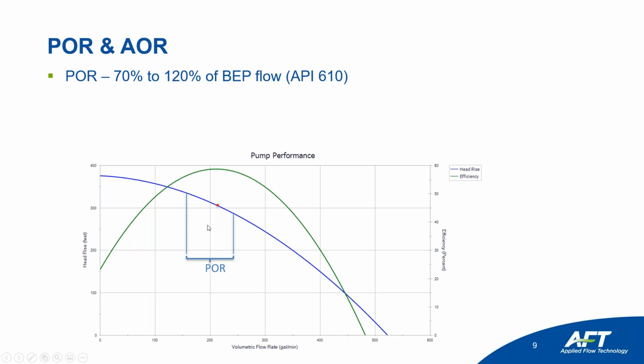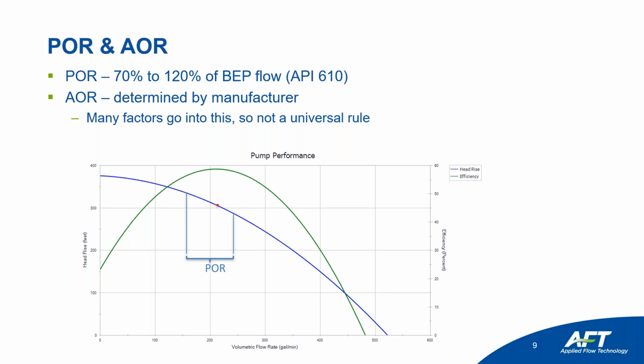You want to operate in here. You want to operate as close as you can to BEP. Then you have the AOR, determined by the manufacturer. Many factors go into this, so there's not really a universal rule. Now, having said that, people do try to make their own standards. They'll suggest maybe 50% of BEP all the way up to like 120, 130.